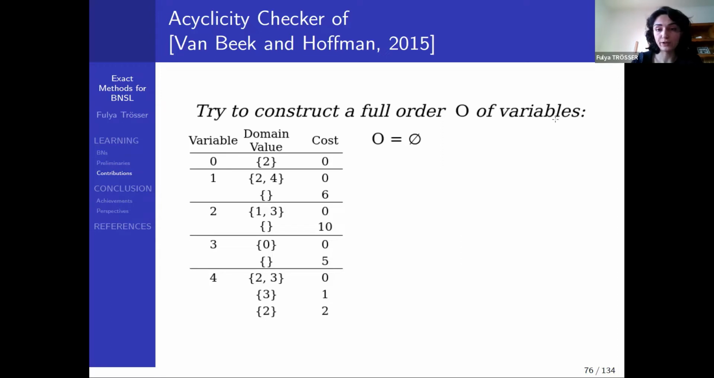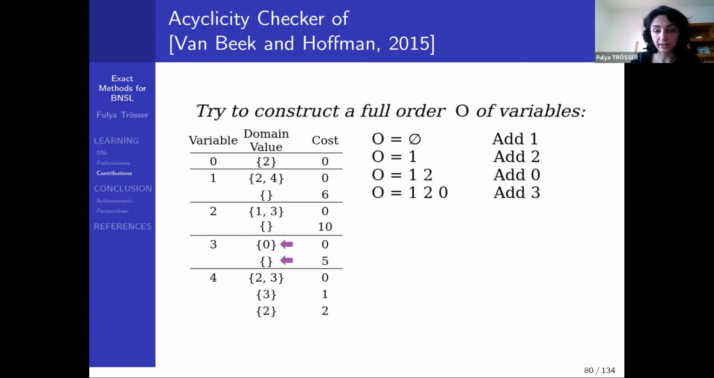This is an ordering where a variable comes before another variable if and only if it can possibly be one of its parents. So they start with the empty set in which they try to add variables one by one. Here I can start with variable 1 because it can have the empty set as its parent. The same for variable 2. And then I can add 0 because it can have 2 as its parent, which has already been added in the set. And it continues like this.